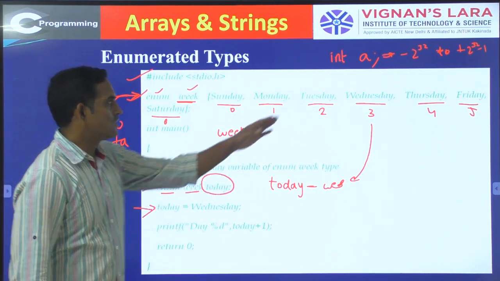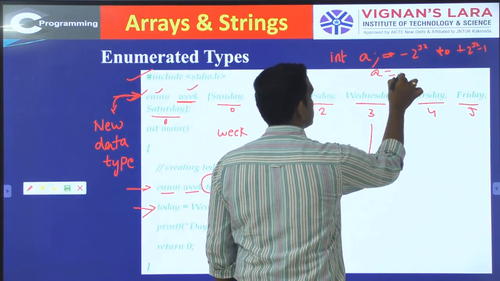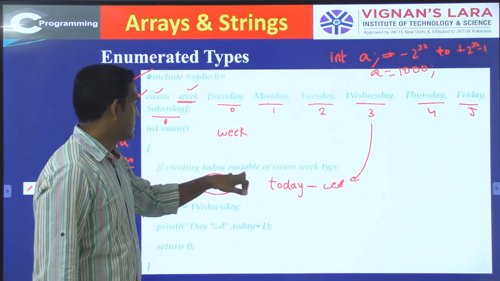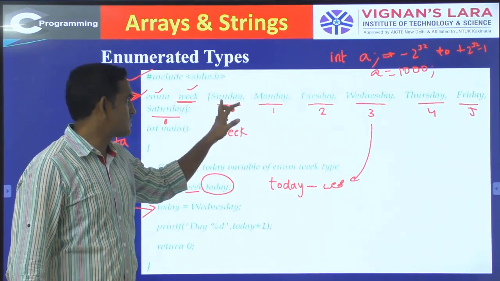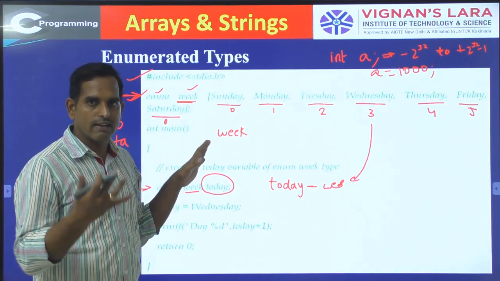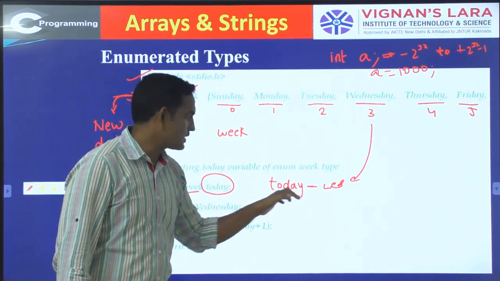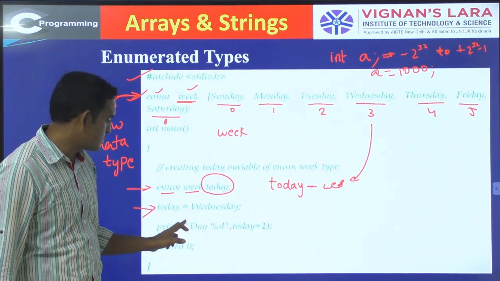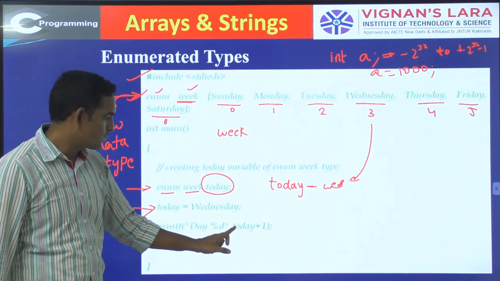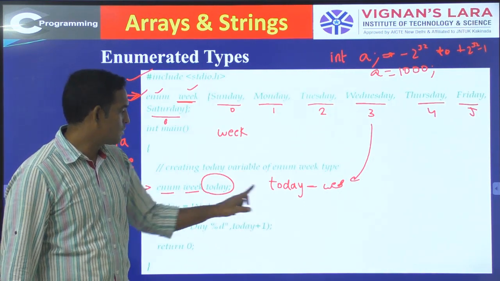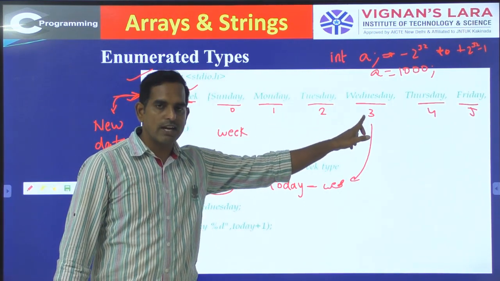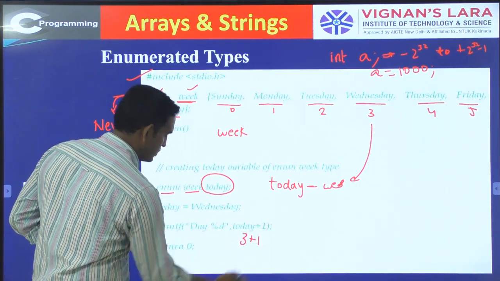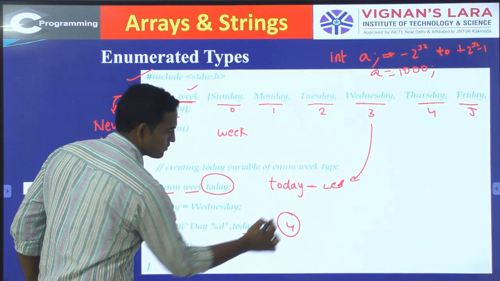Here today can have values from Sunday to Saturday only. You cannot have any other values, such as some random 1000. So I am assigning today equal to Wednesday. I am printing that particular value, that is printf %d today plus 1. What is today? Today is Wednesday. What is the Wednesday value? 3. So it will print 3 plus 1, so it will print the value 4.